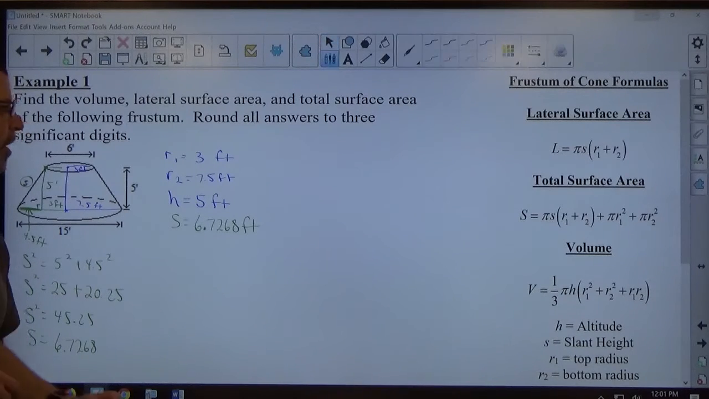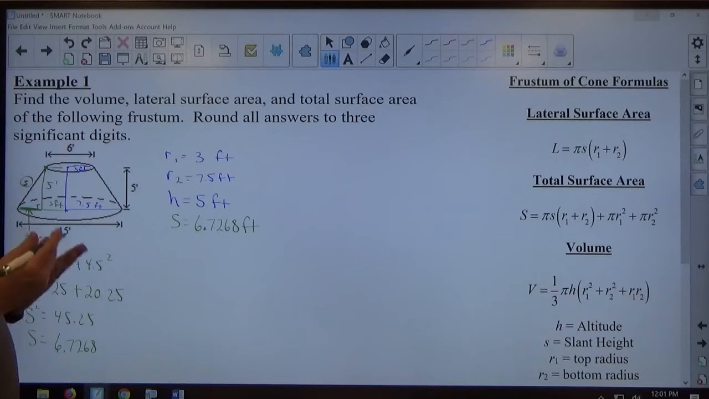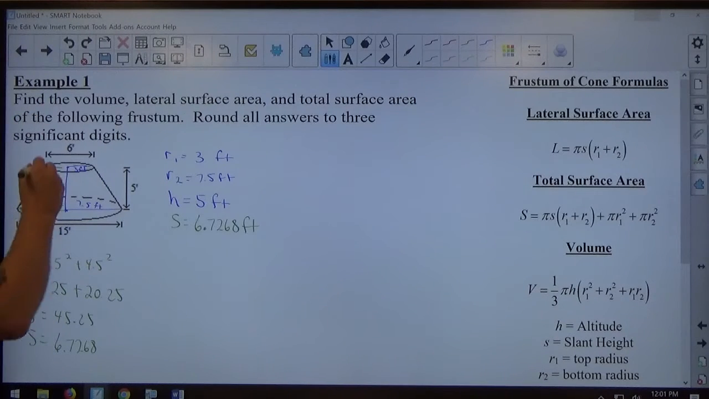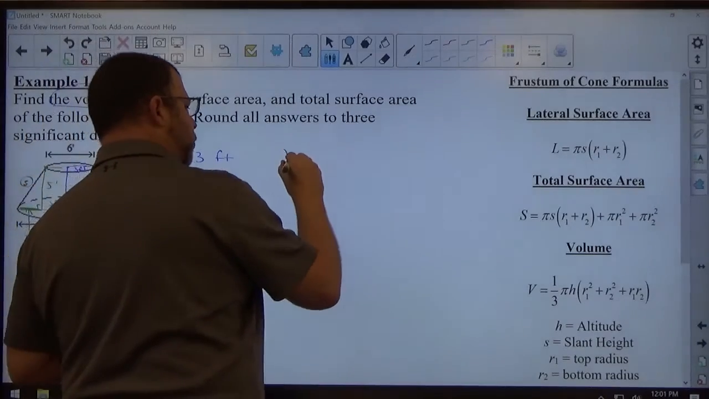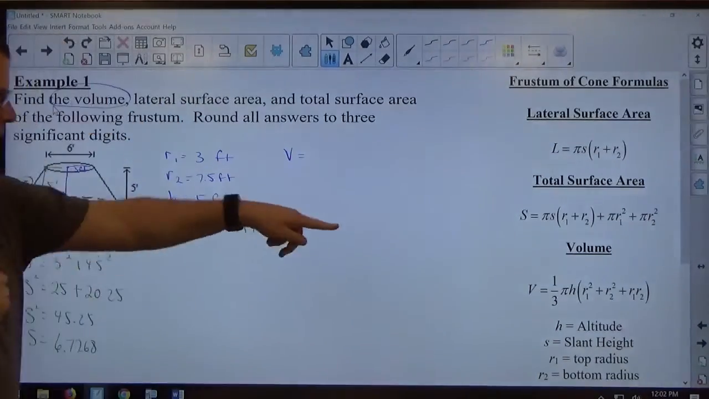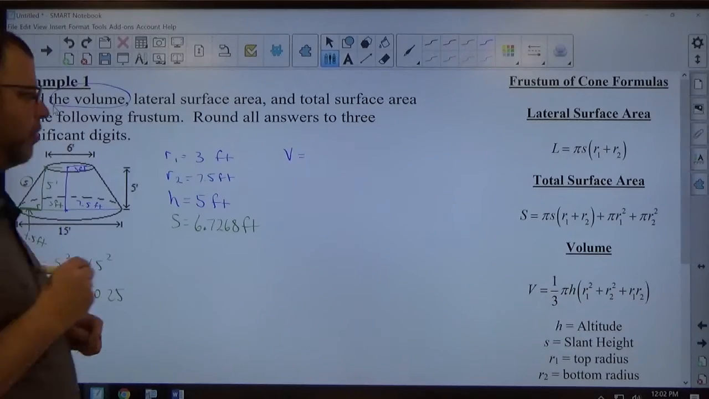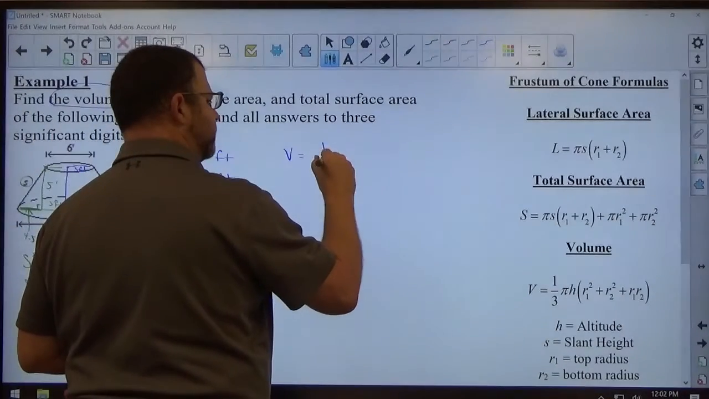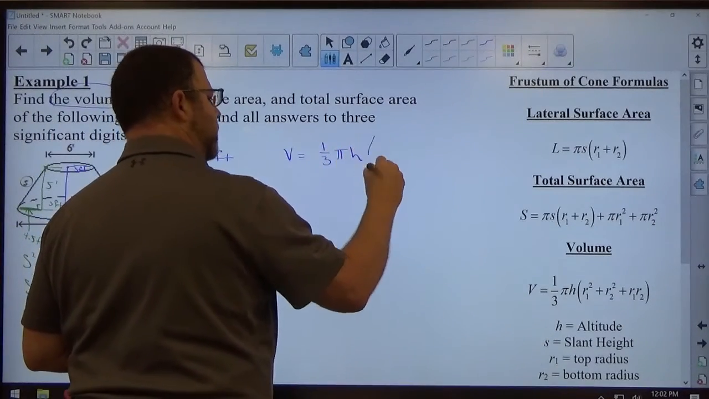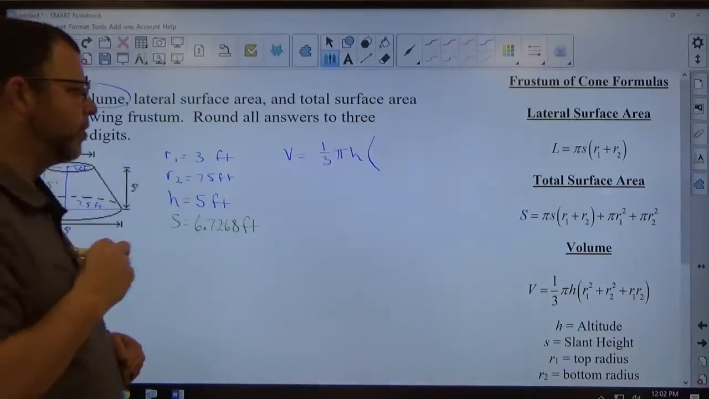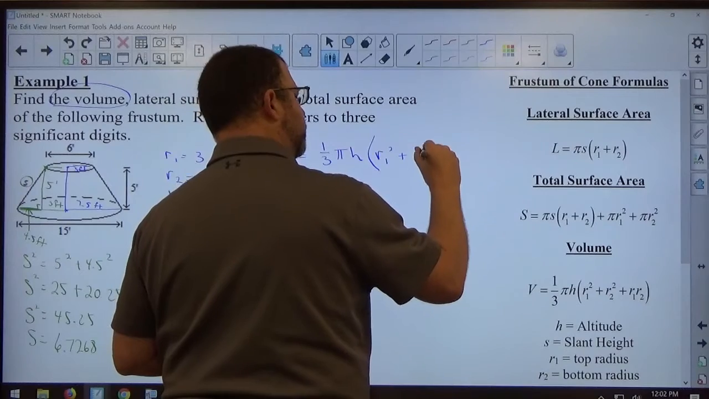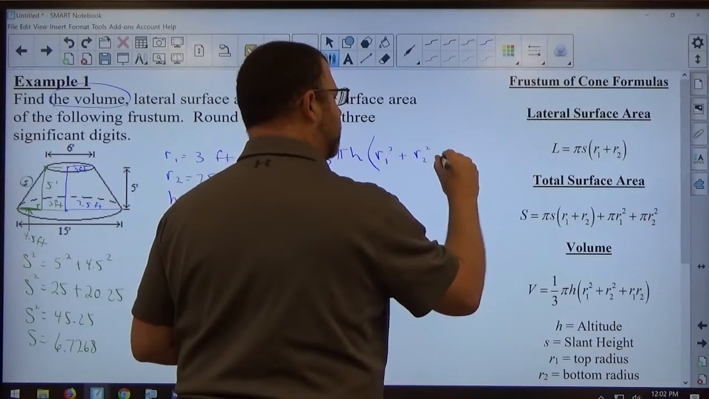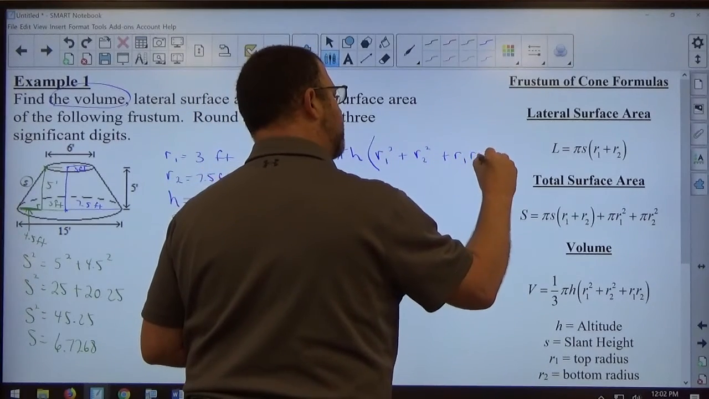So once I have all that information figured out, now it's just a matter of applying the formulas for what it's asking for. So it says find the volume. My volume formula states that volume is equal to 1/3 pi h times r sub 1 squared plus r sub 2 squared plus r sub 1 times r sub 2.